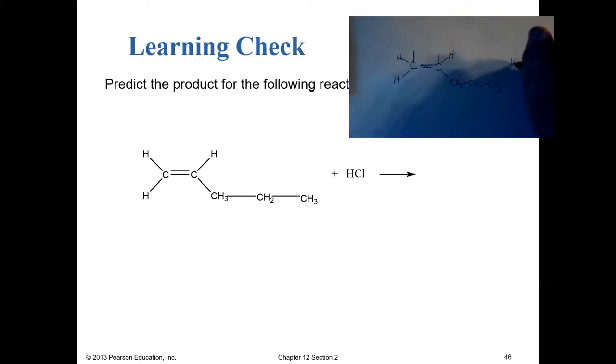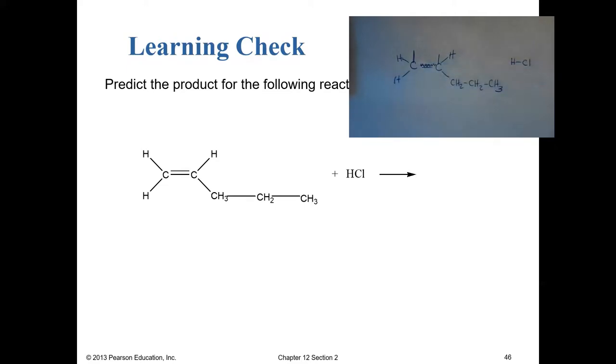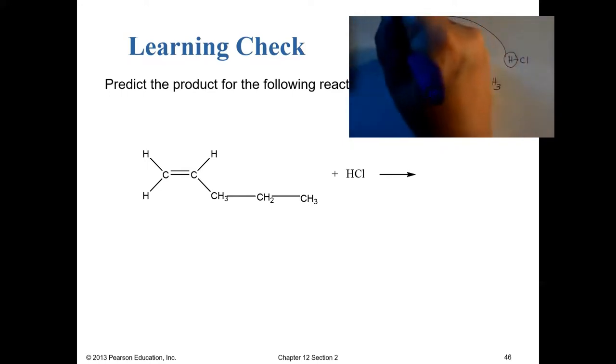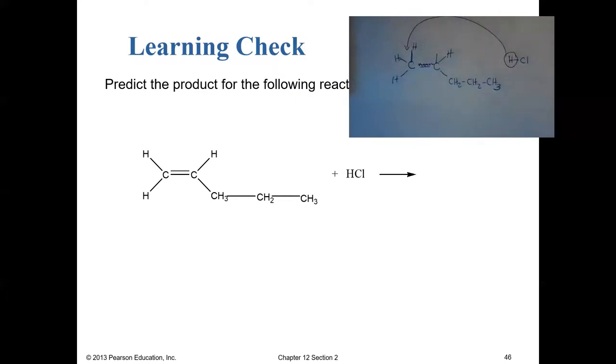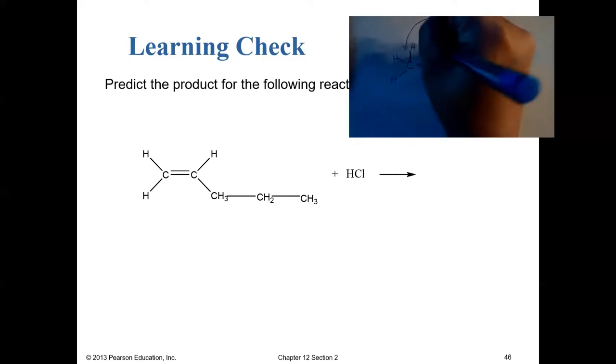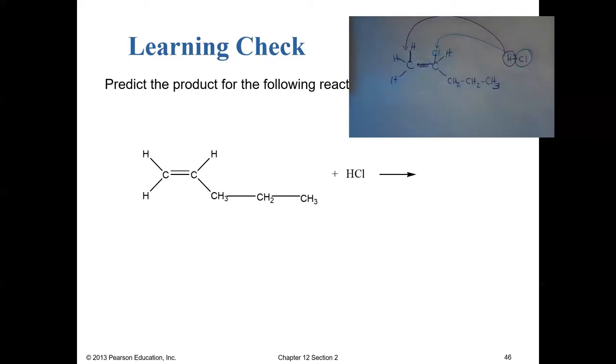When we have HCl, it does matter which side the hydrogen goes to. The hydrogen will go to the side with the most hydrogens directly attached to the carbon. So on this side, I have two. Here, I only have one. So this hydrogen is going to go all the way here, okay? And our chlorine is going to go to the side with the least. So it does matter. Okay, hydrogen has to go on the side with the most.